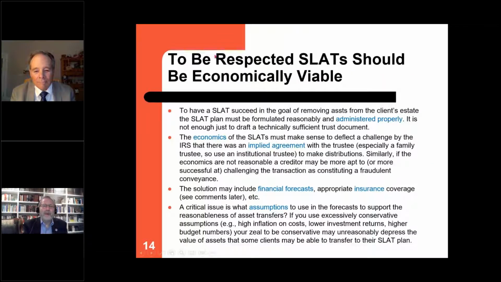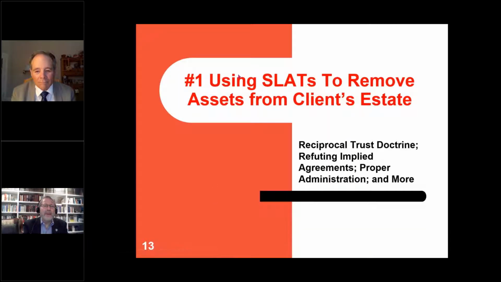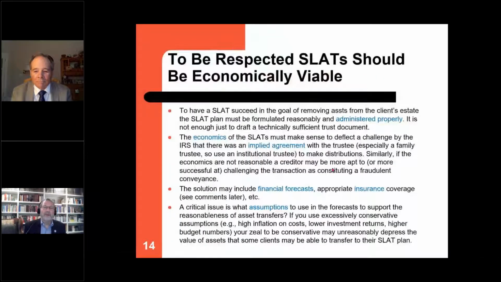Now, so let's dig in, and our first topic is getting assets out of an estate when you use SLATs. Really very important. And there's lots of issues. You got implied agreement attacks, you got the reciprocal trust doctrine, ruining the administration of the SLATs, all kinds of bad stuff. Jonathan, you want to make any general comments about trying to get these things respected so the assets stay out of the estate, or some of the mistakes you've seen people make?